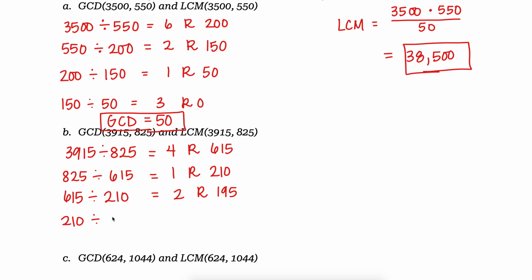210 divided by 195. That's going to give us 1 with a remainder of 15. Then 195 divided by 15 is 13 with a remainder of 0. So we've reached a remainder of 0. Our greatest common divisor is that last divisor. In this case, it's 15. So our greatest common divisor here is 15.